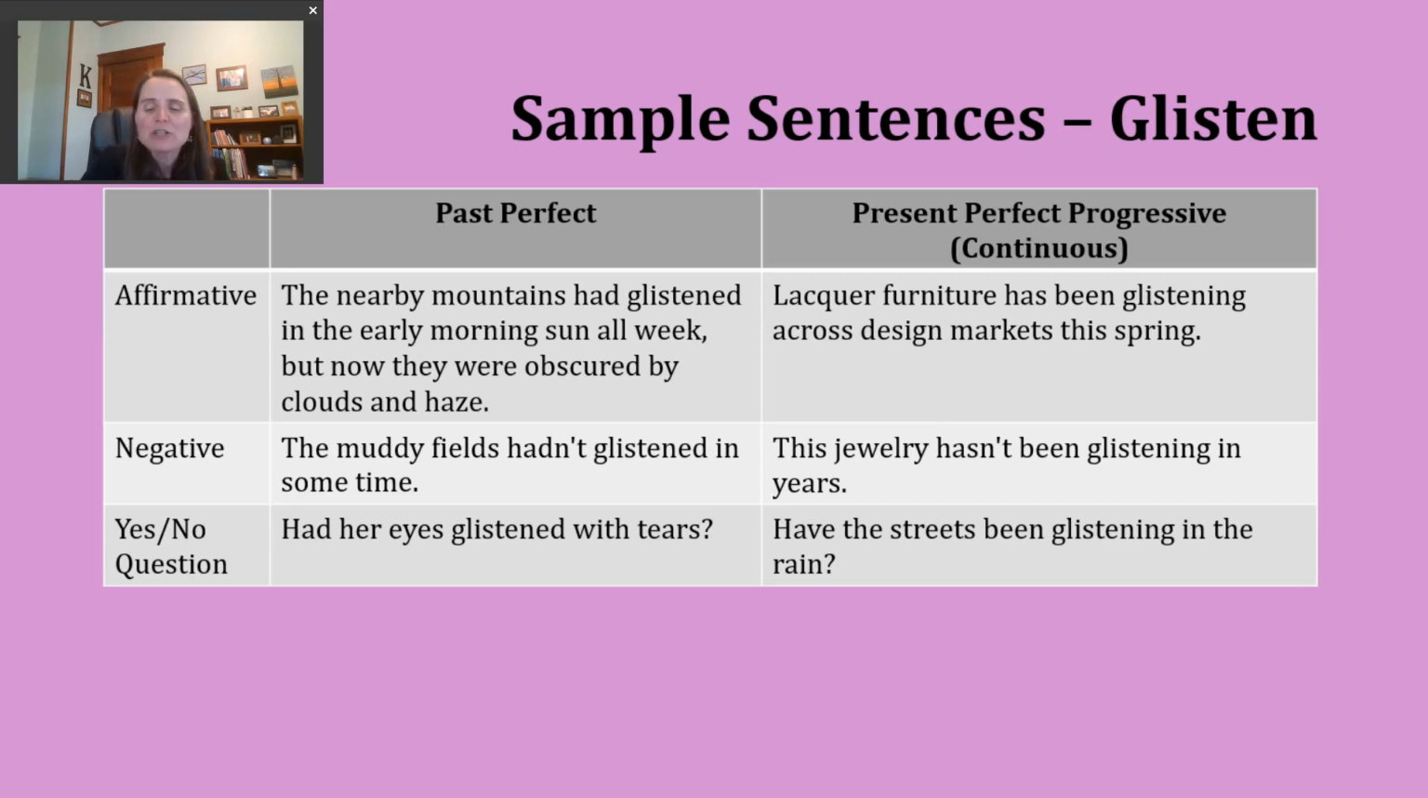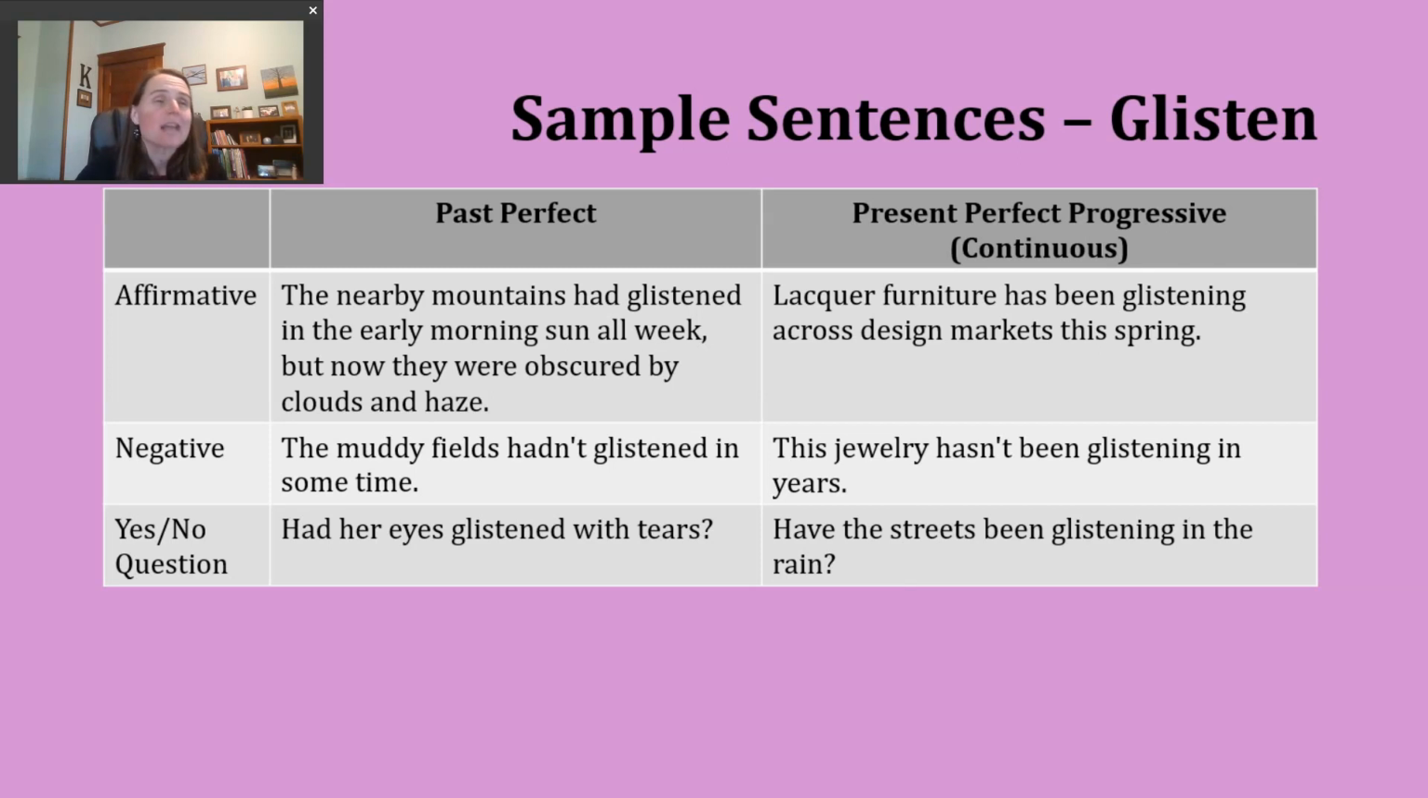Now we'll move on and do a little verb tense practice with the present perfect progressive. In this verb tense, we're going to be talking about an action that started in the past and it continues into the present. It may even continue into the future.